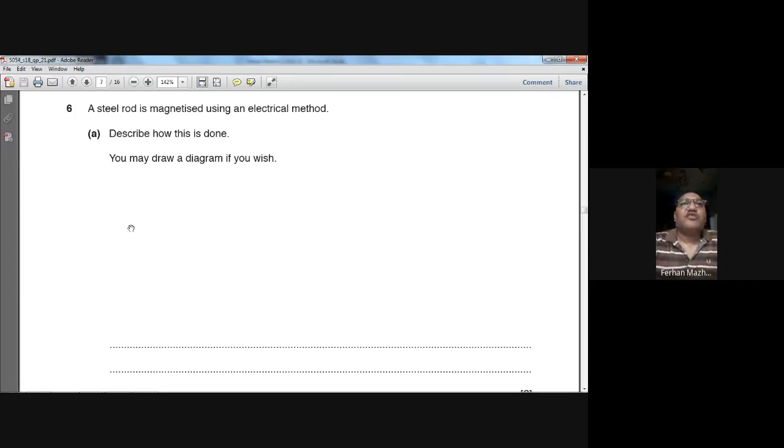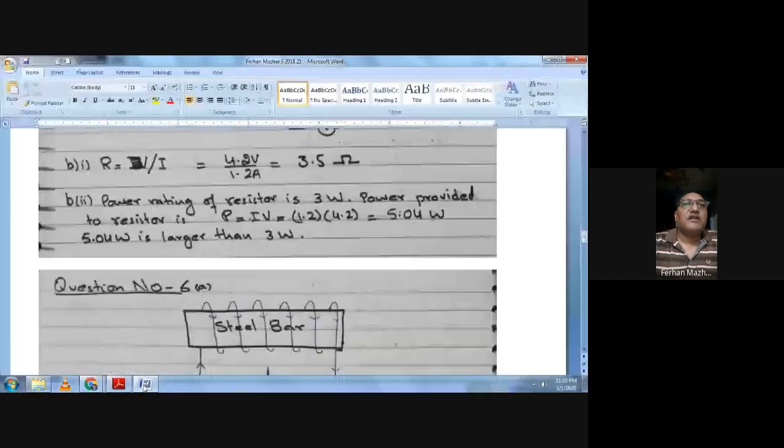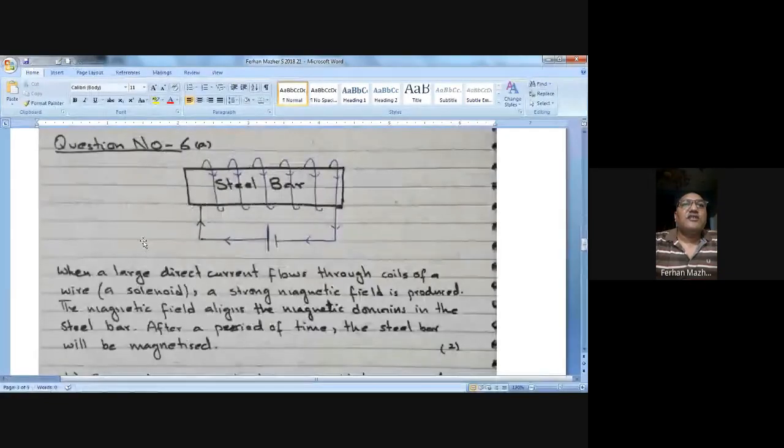It's a 2-mark question, and I have done this on paper. Let me show you my working. Okay, here you see, the question number 6a part is right now on your screen. Can you see that diagram? I have a steel bar, then I have taken a copper wire and wound it around the steel bar. I connected the copper wire with the DC power supply, and when you switch on the current, this steel bar will magnetize. Give it some time, and this steel bar will become magnetized.